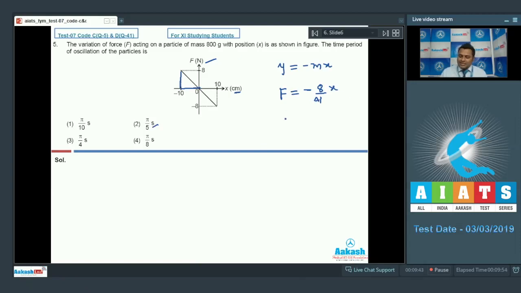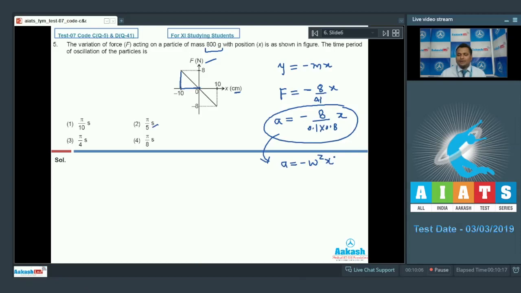x. Now mass is given, so we can write the acceleration A equals minus 8 divided by 0.1 multiplied by 0.8, where 0.8 kilogram is the mass, times x. Now comparing the equation we have got with the equation of SHM, that is A equals minus omega square x, what will we get? We get omega equals the square root of 8 divided by 0.08. After solving we will get 10 radian per second as our omega.